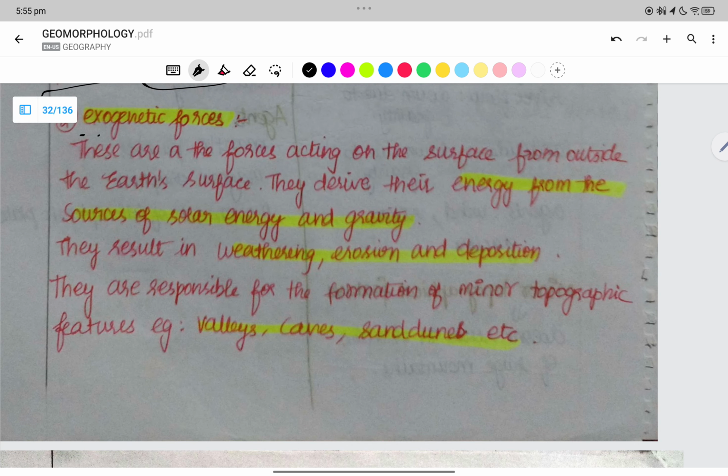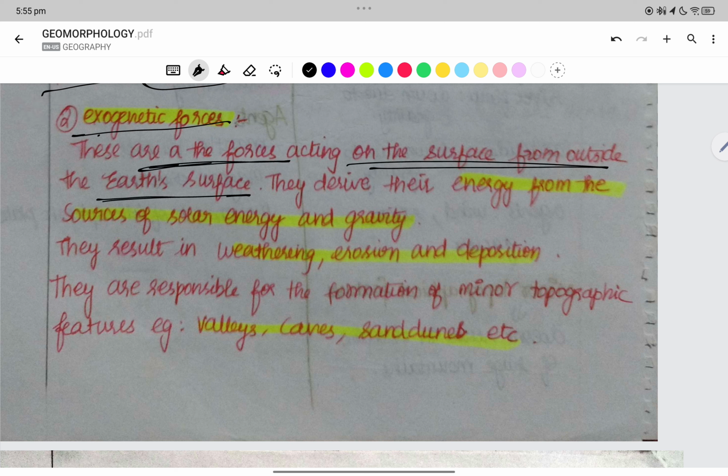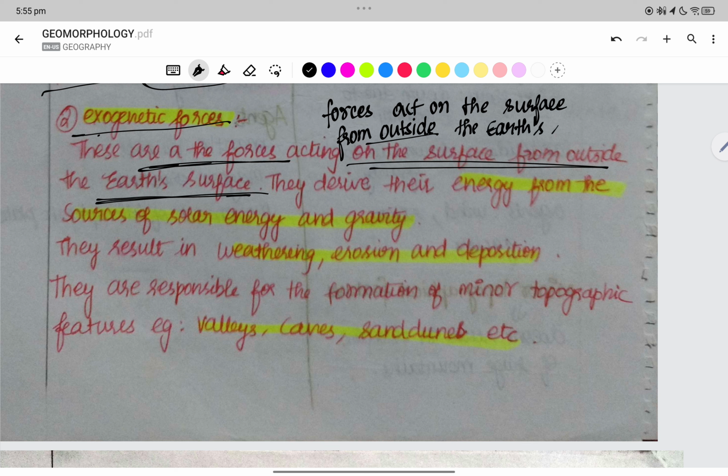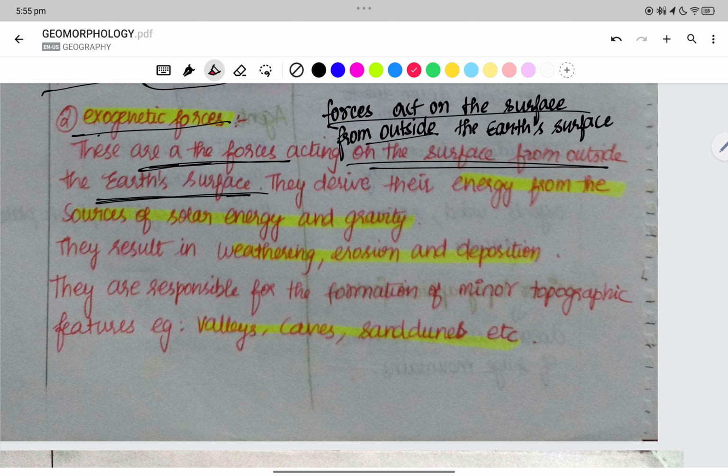Now we discuss the exogenetic forces. These are the forces acting on the surface from outside the earth's surface. So these forces act from outside the earth's surface, and that is why we call them the exogenetic forces.